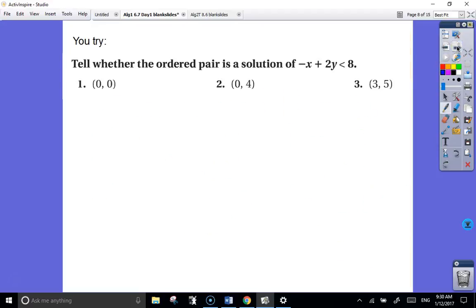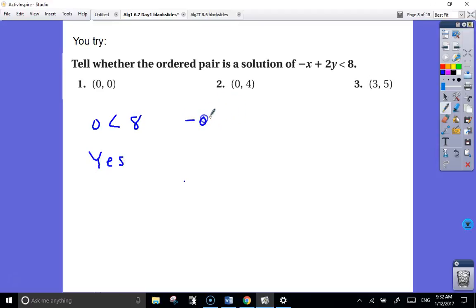Okay, so test these 3 points on this equation. This is your try. What did you say in the first one? Okay, the first one I plug in a 0 and a 0, I would get 0 is less than 8. Does that make it a solution? Yes. That's a yes. How about the second one?